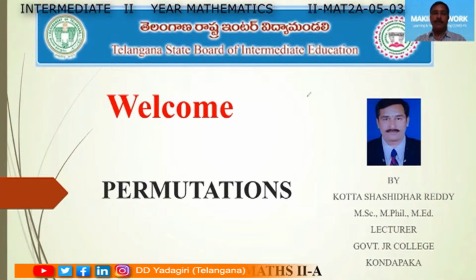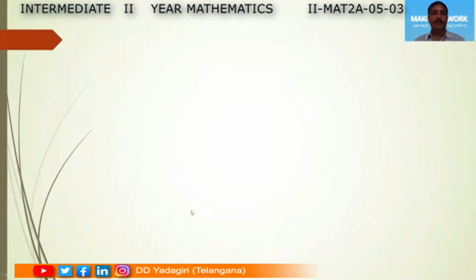Today we will discuss the second year intermediate mathematics 2A topic, permutations. So some examples we will see here.